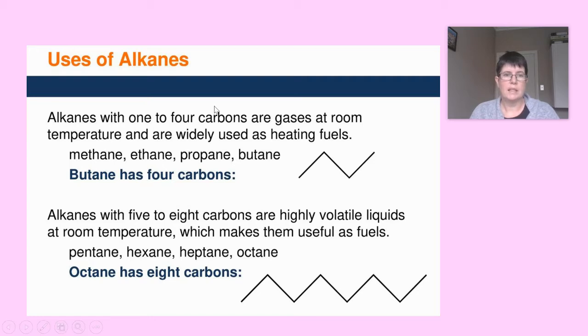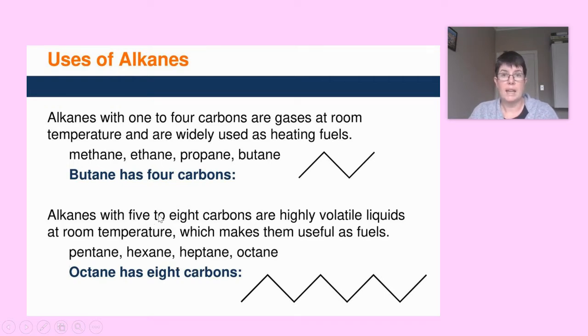Okay, so alkanes with 1 to 4 carbons are gases at room temperature and are widely used as heating fuels. So this would be methane, ethane, propane, and butane. Butane has 4 carbons, and this is its structural formula. We've drawn it as this little skeleton. It's a very short way of drawing butane.